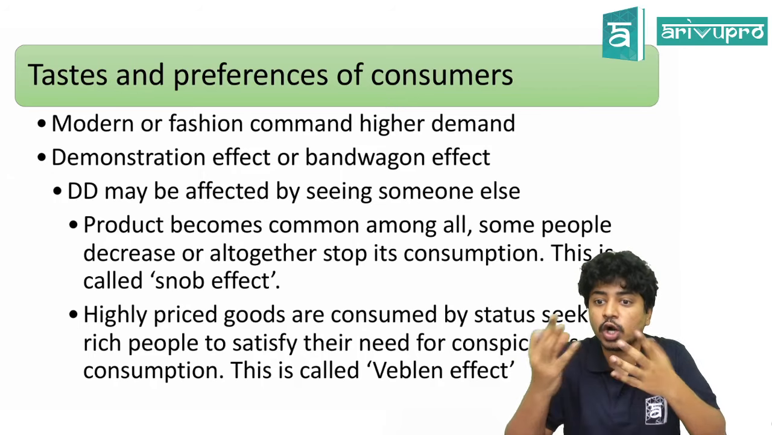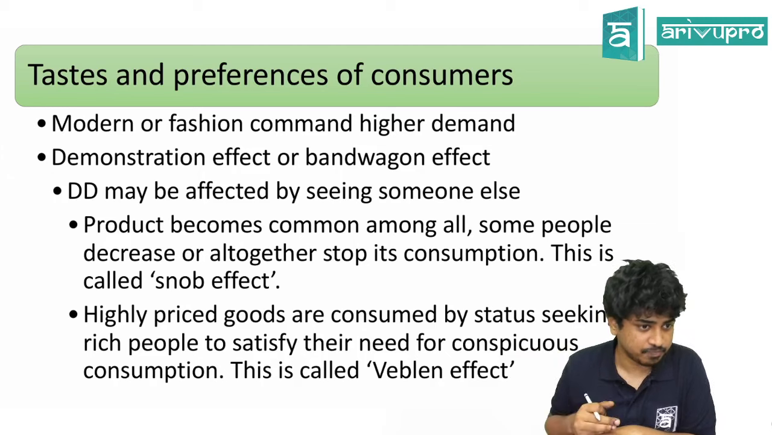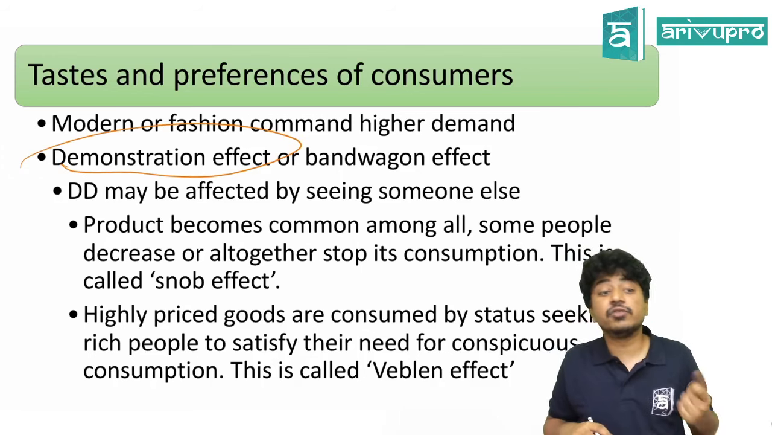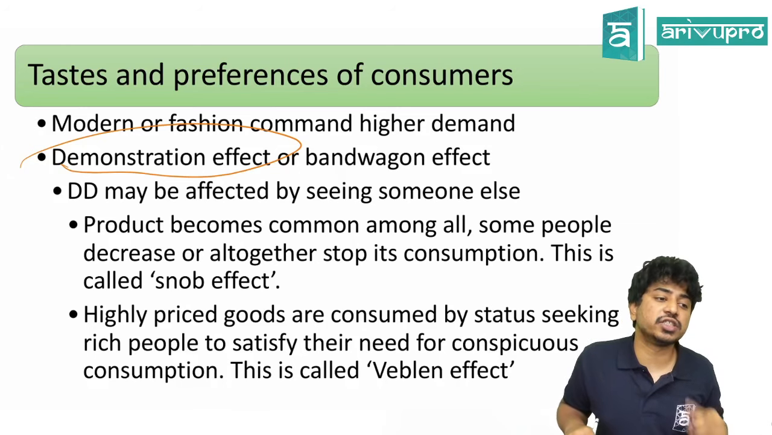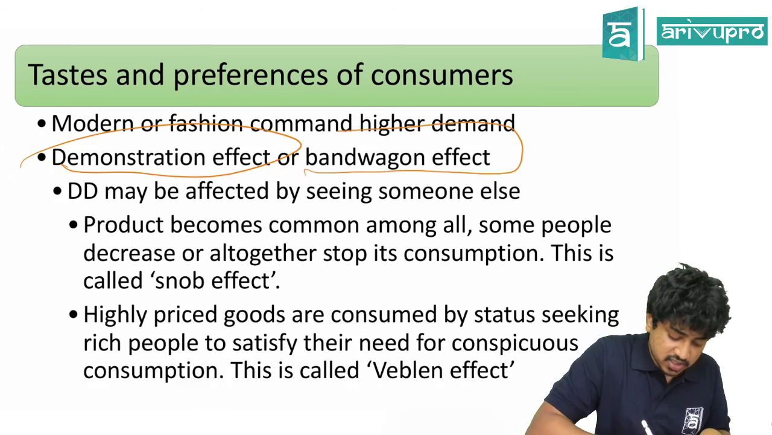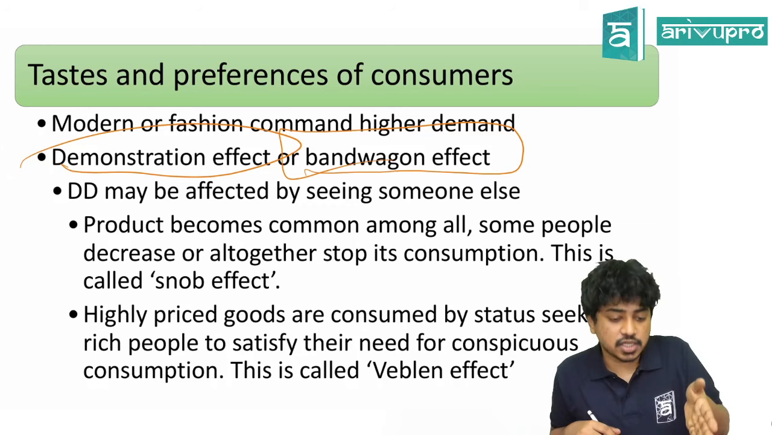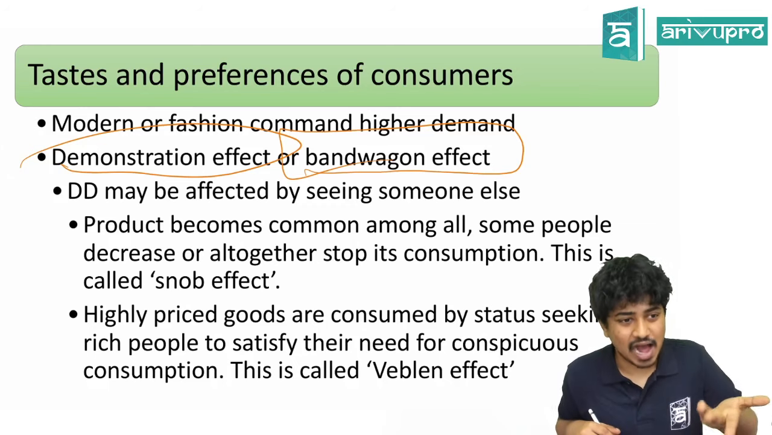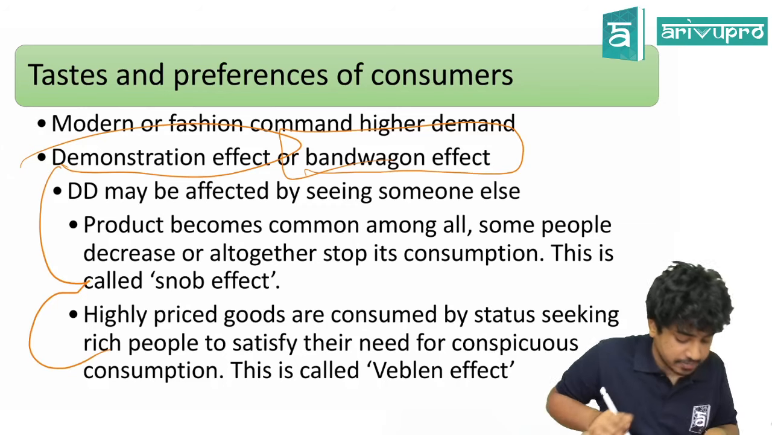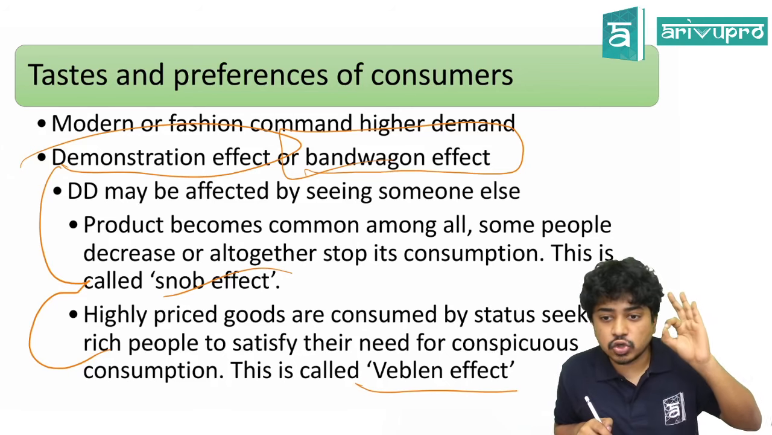Your preference is determined by what you see. You are getting influenced by what you are trained on. This influence, we call the demonstration effect, or bandwagon effect. So our demand is getting affected because of what we see and whether we like it or not. This demonstration effect can be classified into two types: one is snob and another is Veblen.